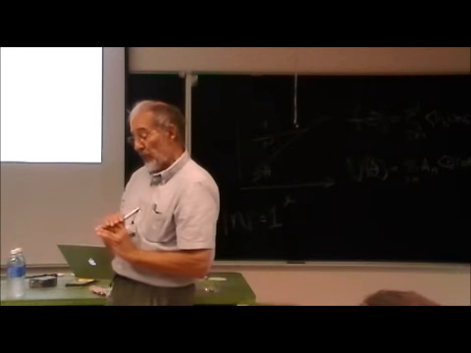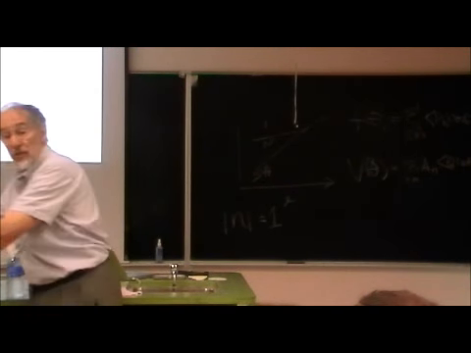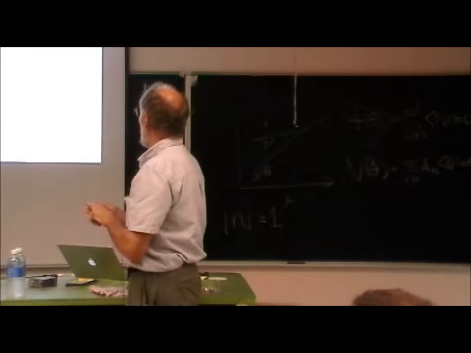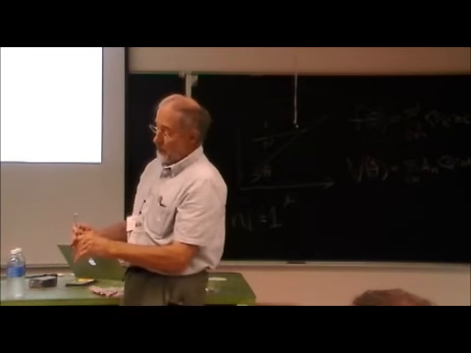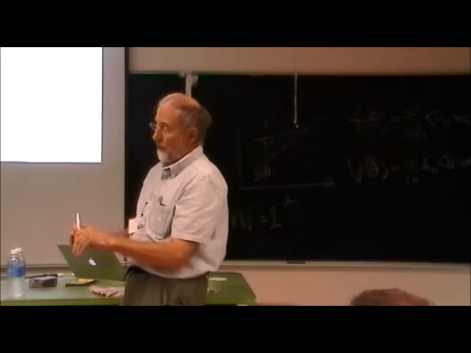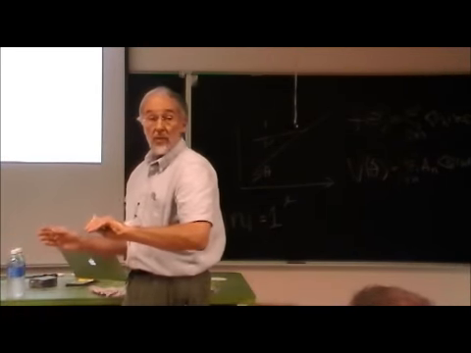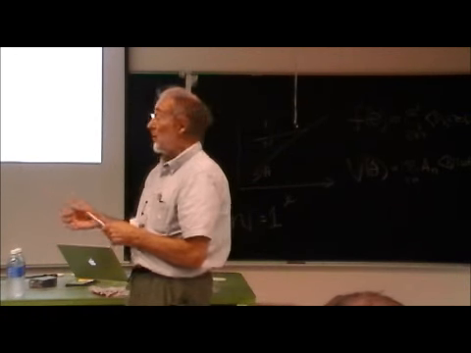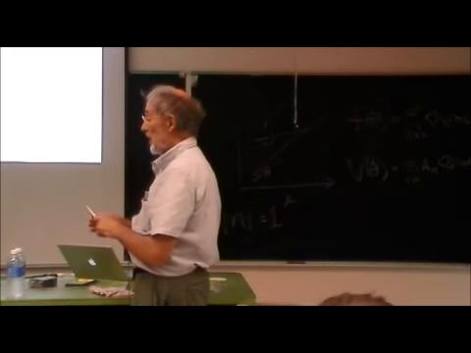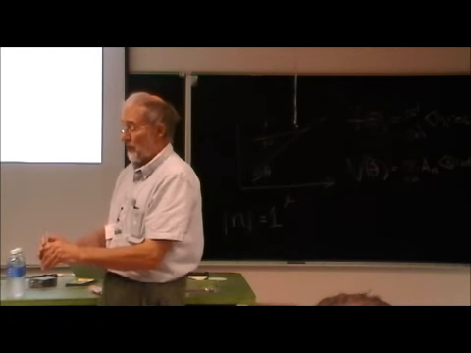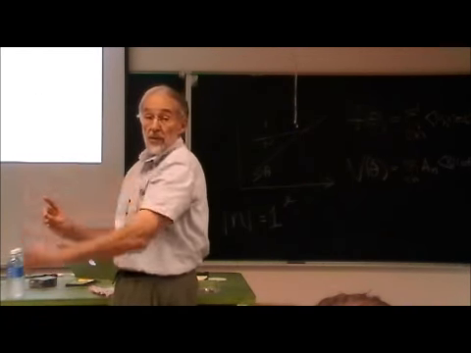If it changes in the direction that I'm moving, it's going like this. That's splay. If it's moving perpendicular to the direction that I'm moving, it's going like this. That's twist. The other possibility is that n will change orientation if I move along the director.